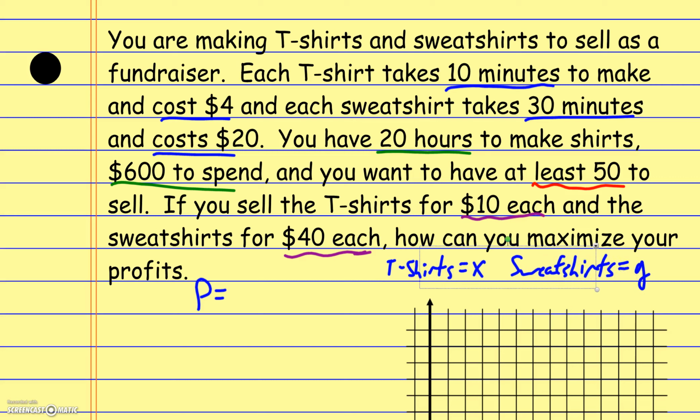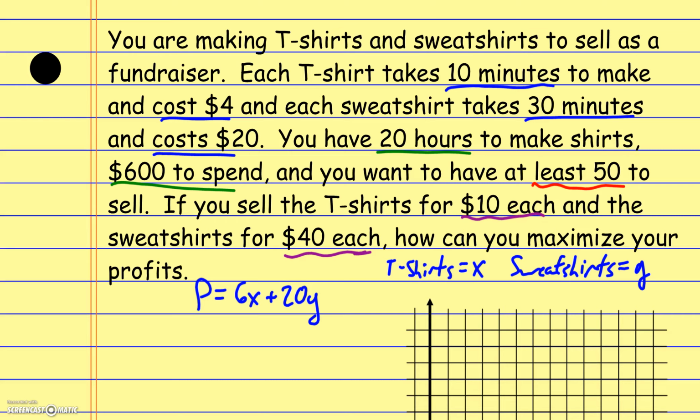The t-shirts were $6 each, so it's going to be 6x that I make on those. For the sweatshirts, they cost $20, but we're going to sell them for $40, so I'm going to make $20 on each of those. So plus 20y. This describes the profits to be made here. So the profit is going to be 6x plus 20y. That's my objective function.